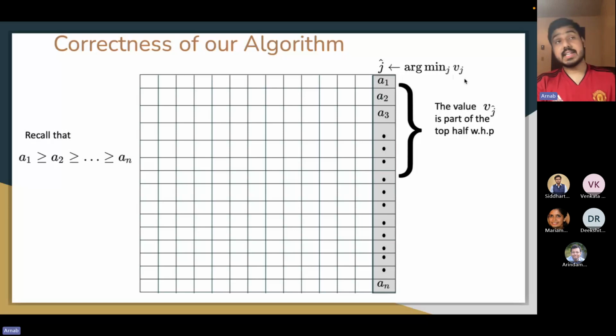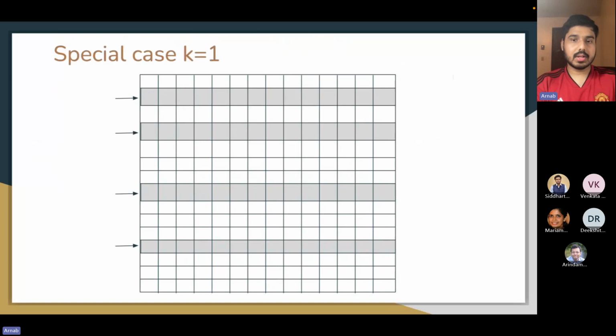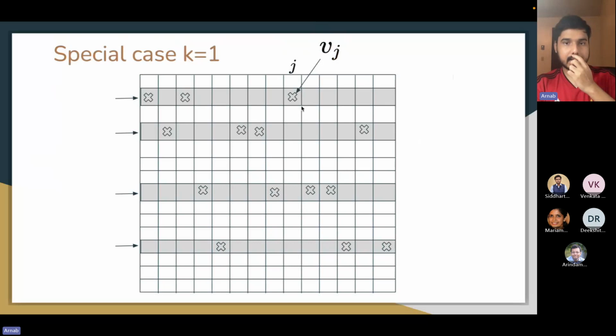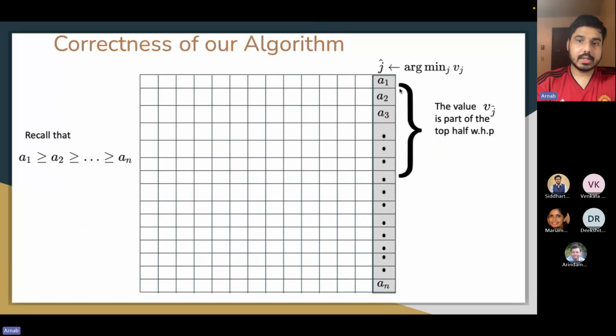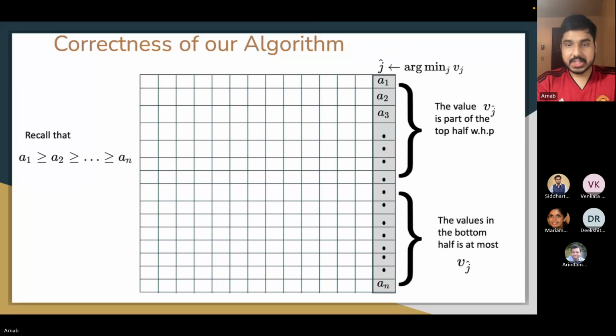So with high probability, the entry which corresponds to the value vj hat will be in the top half here. Just to recall, vj's were the values from the initial queries that you did, and vj hat is the highest among them. So that particular entry will be in this top half, which means that the bottom half of this particular column j hat will have values at most vj hat, because this is in decreasing order.